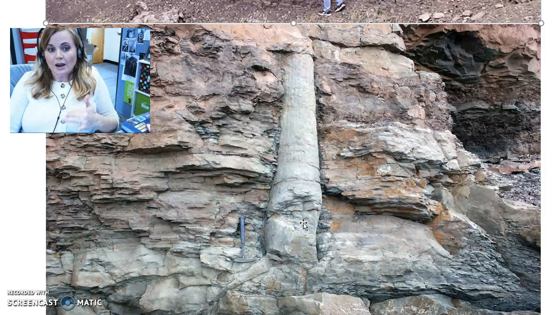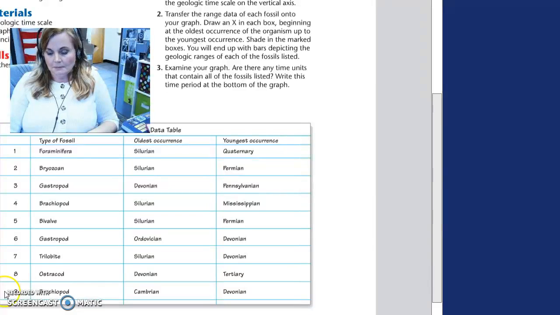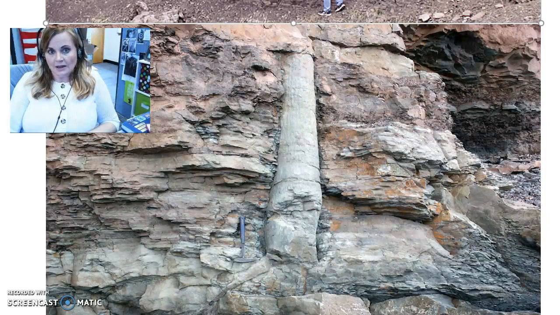So when we're looking at our example here from the book, right here, this is telling us specific types of fossils, and it's telling us the oldest time period that those fossils have been known to be in, and the youngest time period they've been known to be in. Now, as you're completing this activity, you have to imagine that you're not excavating an entire column of rock.